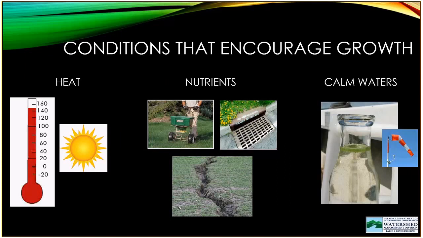Conditions that encourage growth are two primarily. Here in Vermont, we tend to find cyanobacteria blooms during the summer months mostly. And that's from mid-July into perhaps early or mid-September when the water is the warmest. That is not to say cyanobacteria are not present at other times of the year. They are. They're there all the time, but we don't always observe them because they're not as abundant.